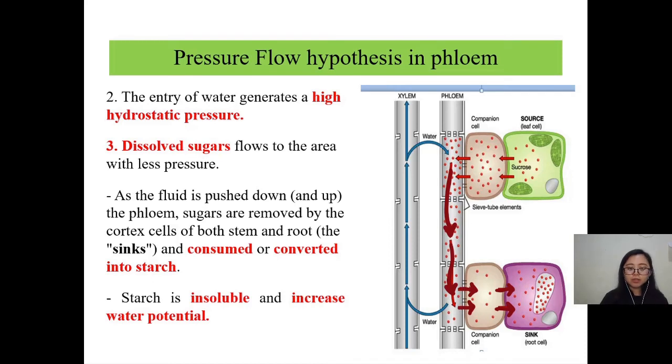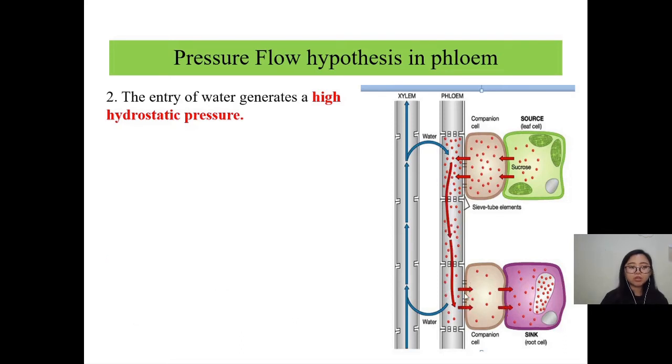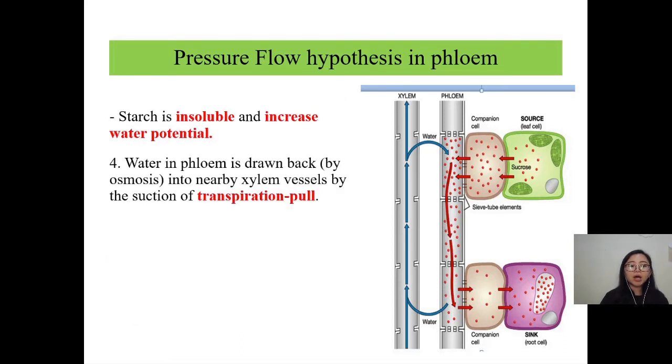Starch is insoluble and will increase the water potential. So bila dia di sini, dia akan jadi starch, and that means you're gonna have a higher water potential. Higher water potential means water in the phloem will be drawn back via osmosis into nearby xylem vessels by the suction of transpiration pull. Sebab gula yang ada di sini sudah dipindahkan kepada sini ataupun dijadikan sebagai starch, water potential here will be higher than in the xylem, and water molecules from this part of the phloem will flow back into the xylem.